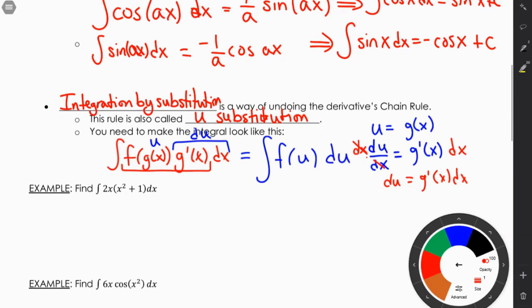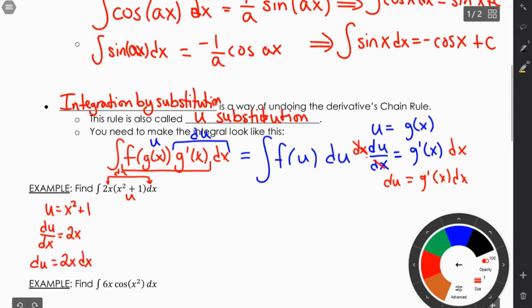But let's use our u substitution. Note that if we say u is x squared plus 1, there's our du. If I follow my steps, I'm going to say u equals x squared plus 1, du dx is going to be 2x, which makes du equal to 2x dx. And so I can rewrite this integral to be u du.